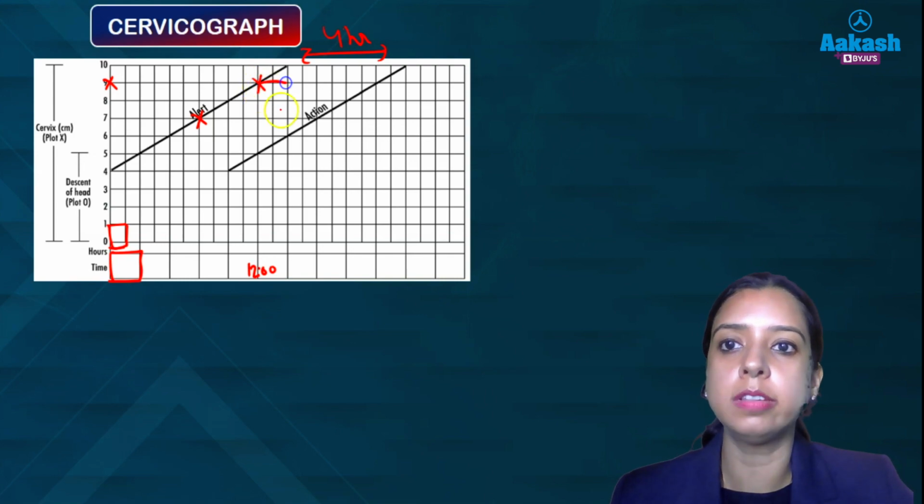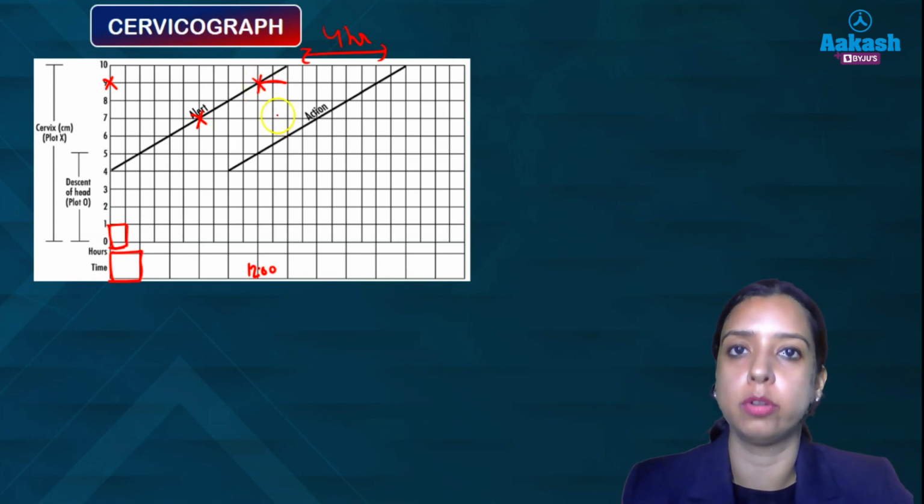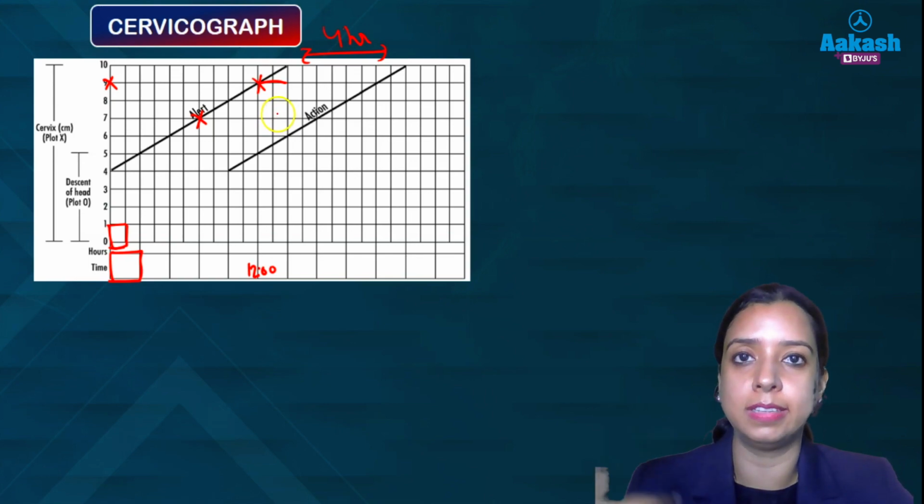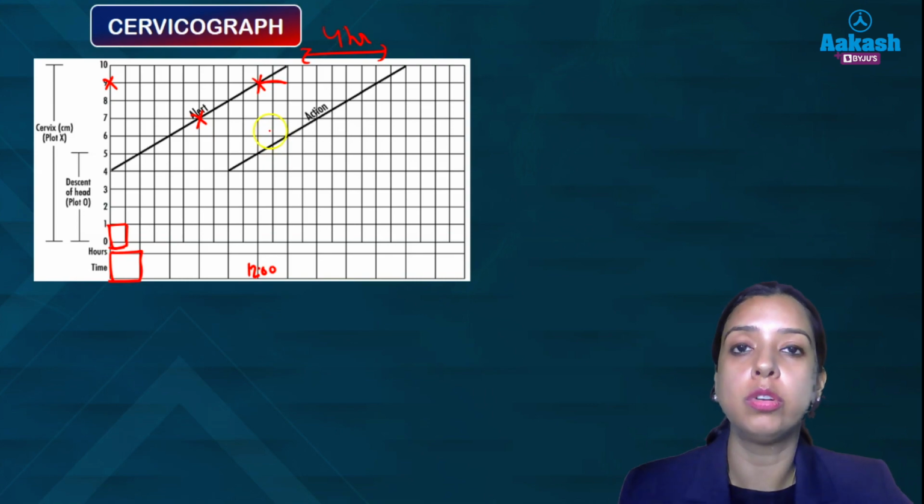As soon as she crosses the alert line, it means her labor is not progressing normally. Now you have to intervene. Transfer her to a better center with good facilities. See the contractions, start oxytocin, rule out CPD. That's what you have to do.